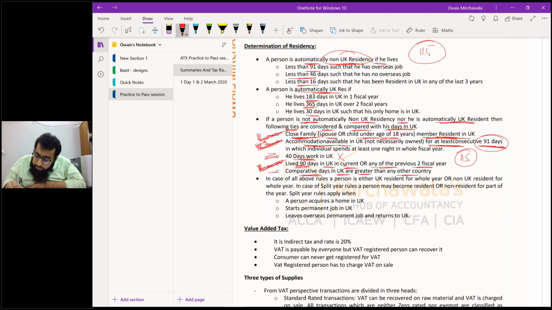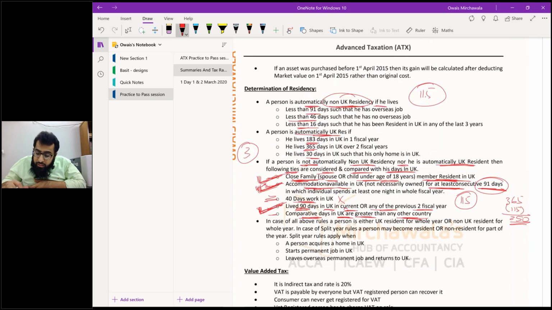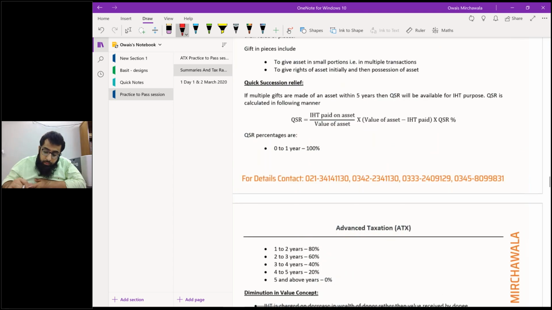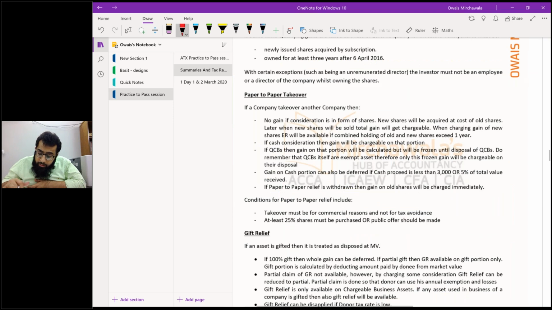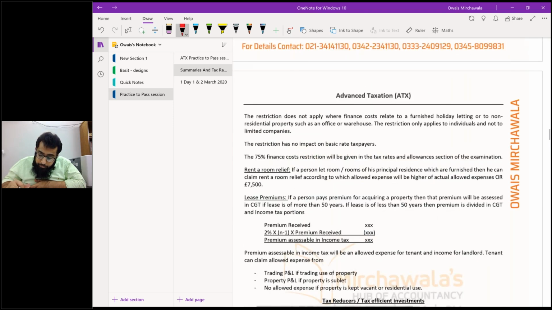Comparative days in UK are greater than any other country. No, this will not be established because out of 365, he will live 115 in UK and the rest days. How many rest days? 250 days in Medora. So obviously more days are in Medora. So this means that 3 ties are established. Let's go and look at the tax rate sheet given in the question, or it will be given in the exam paper. You'll go and look at the tax rate sheet.